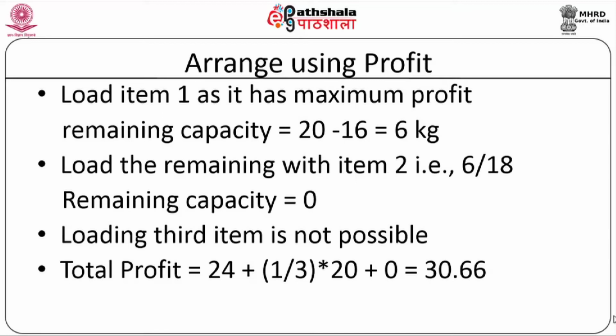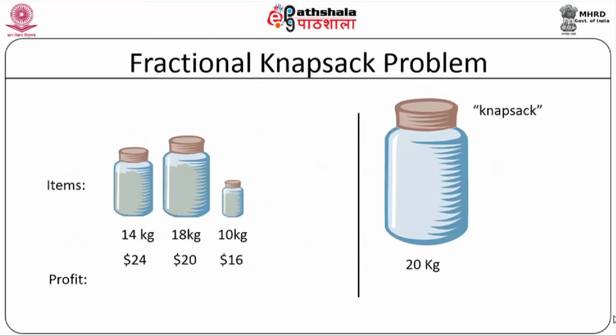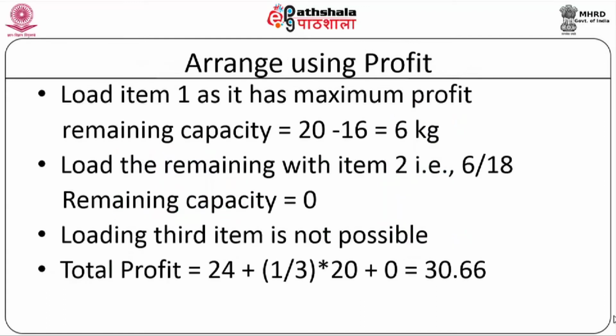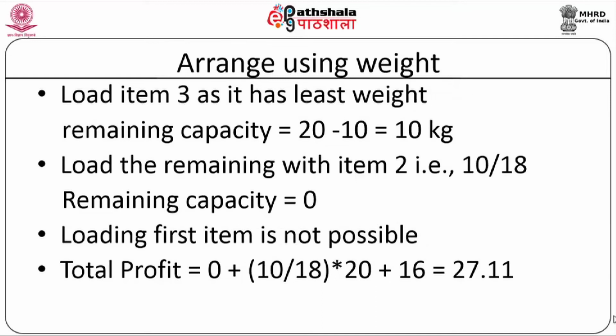The item 1 weight is 14 kg, therefore, it becomes 20 minus 14, that is going to be 6 kgs, and the remaining capacity I am loading with item 2. So, that is going to be 6 by 18 and the remaining capacity is 0. So, the total profit if we calculate, it is coming as 30.66.